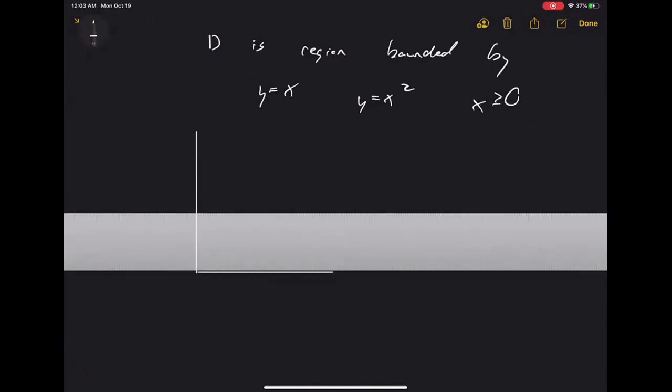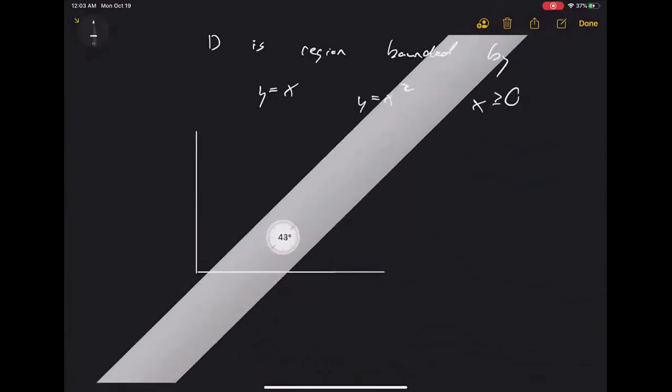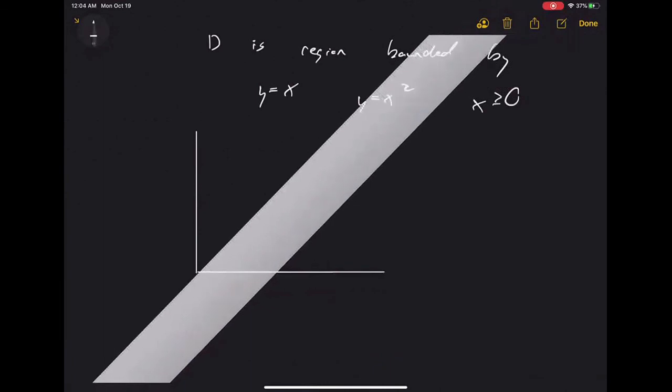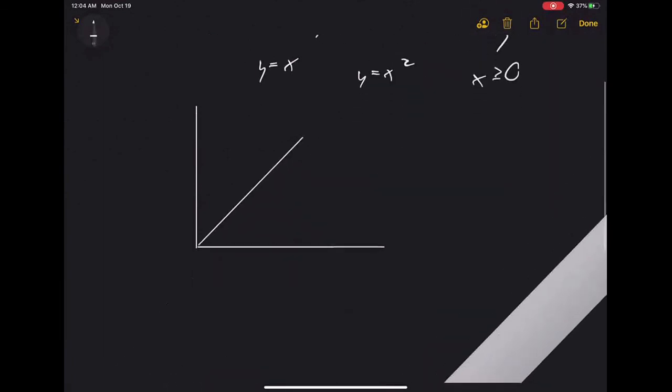And then I'm going to consider the bounds that I'm given. Let's see, y equals x. That's this. y equals x squared. What is that? Well, that's the parabola. That goes here, goes like that. And then the line keeps going like that.